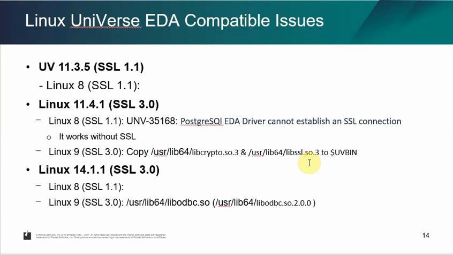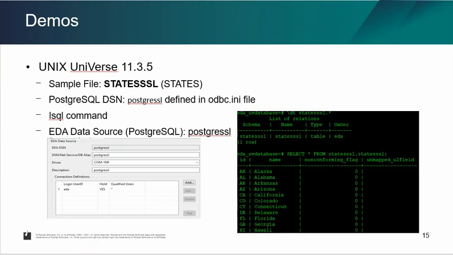Sometimes you don't find the libodbc.so file in the lib64 folder. In that case, you need to copy. There may be another version like libodbc.so.2.0.0. Basically, you just copy this library and rename it to libodbc.so, then the 14.1.1 version should work fine without any problem. So I will do a quick demo to show you how easy it is to set up the SSL environment with PostgreSQL.